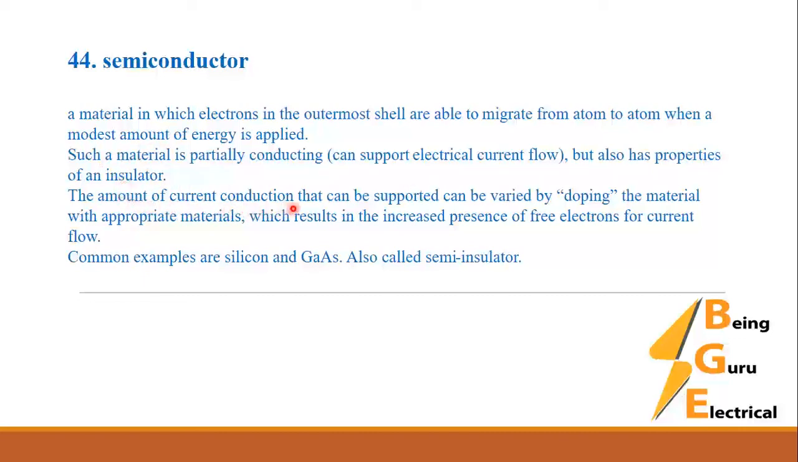The amount of current conduction that can be supported can be varied by doping the material with appropriate material, which results in the increased presence of free electrons for current flow. Common examples are silicon and gallium arsenide, also called semi-insulators. So in the semiconductor, we can vary the conductive property by varying the doping of the material with appropriate materials, which results in the increased presence of free electrons for the current flow.